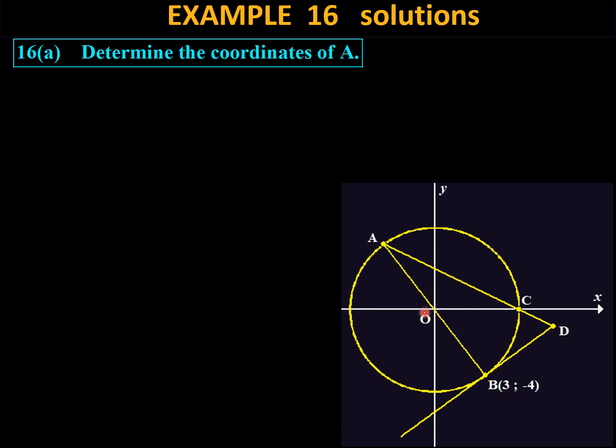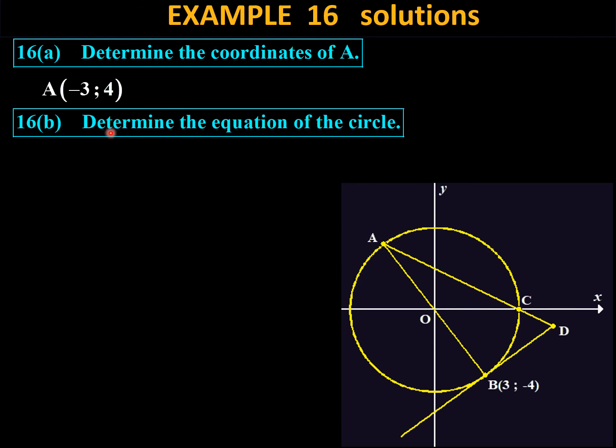From 3 I go to 0. So from 3 to that x coordinate of 0 means I subtracted 3. So I subtract 3 from 0 again. So I end up with negative 3. There from negative 4 I go to 0. So I've added the 4. So I add 4 to the 0 there. So the coordinates of A are negative 3 and 4. Actually, this is a reflection there, right? So A's coordinate is negative 3 and 4.